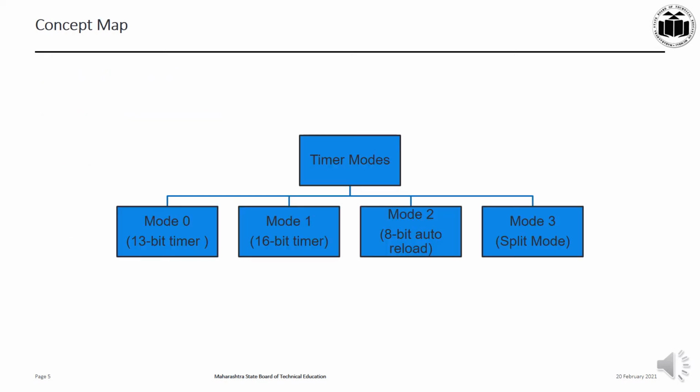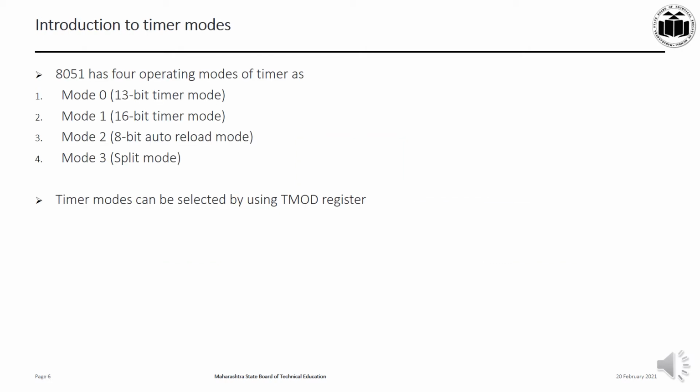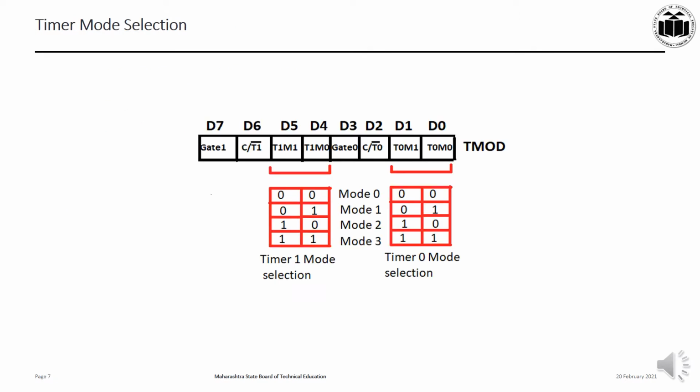This is the concept map which shows the timer modes for microcontroller 8051. There are basically 4 modes: Mode 0, Mode 1, Mode 2 and Mode 3. As you know, microcontroller 8051 has two timers which can also be used as counters, and there are four timer modes. By using the TMOD register we can select the timer modes. Now we will try to understand how we can select the timer mode.